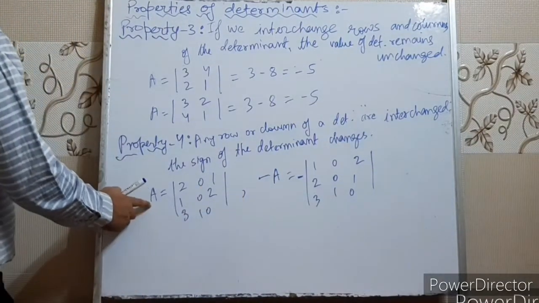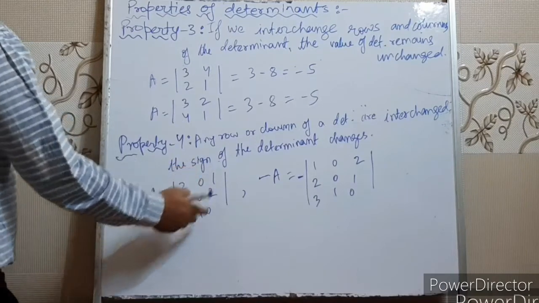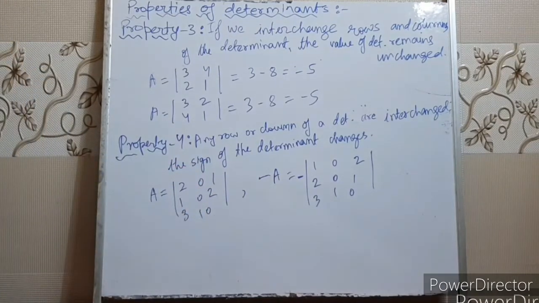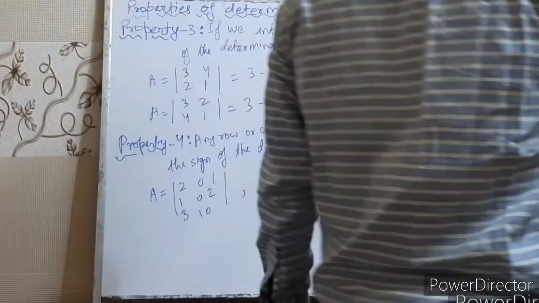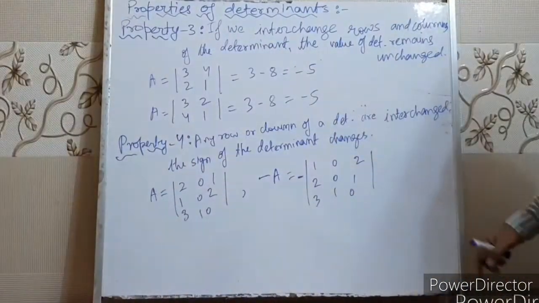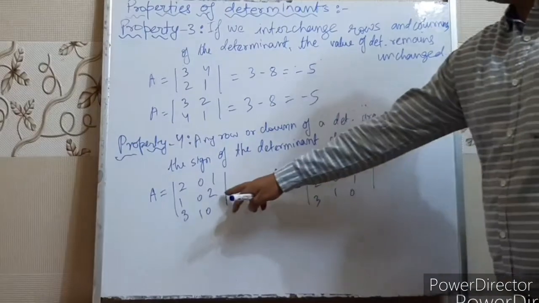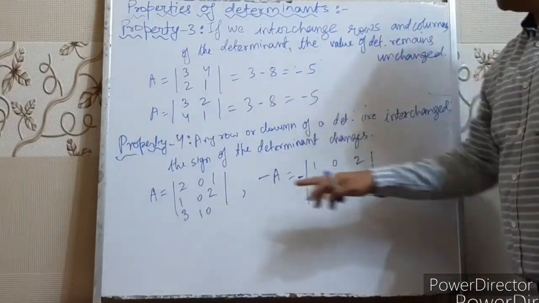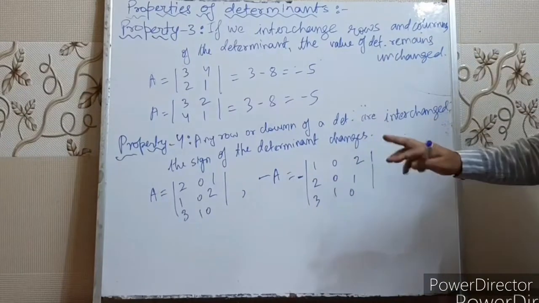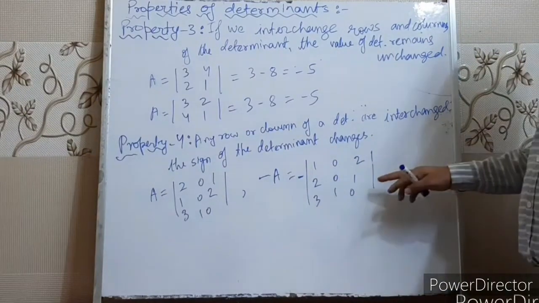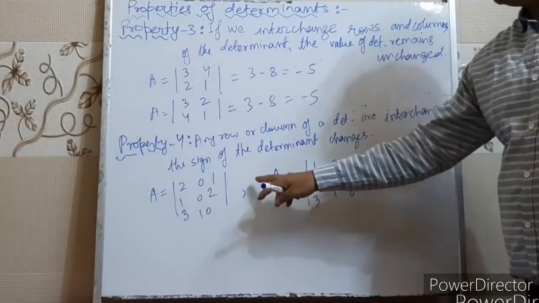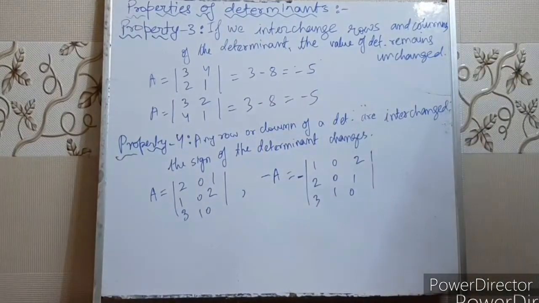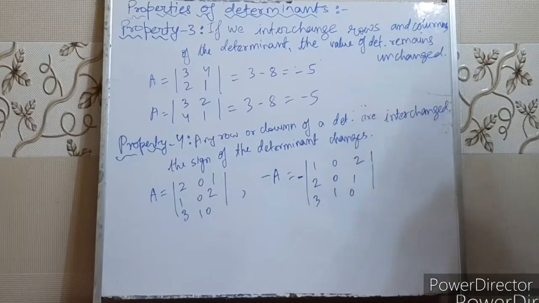See, suppose I've taken a determinant with first row 2, 0, 1, second row 1, 0, 2, third row 3, 1, 0, and I have interchanged rows R1 and R2. You can see here the second row has become the first row, and the first row has become the second row. That means the first and second rows are flipped, interchanged. So what will happen? It will be minus times the value of the same determinant. Right, children? Note down.